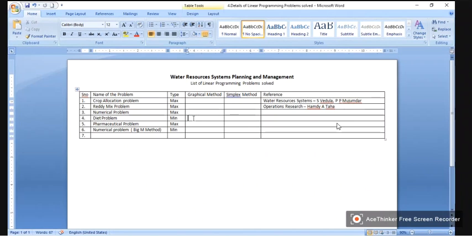All the boys, am I right? Okay. So we take up the pharmaceutical problem also and one numerical problem. Is it clear to all the students? We have not taken up the numerical problem. We'll be taking it up right now.